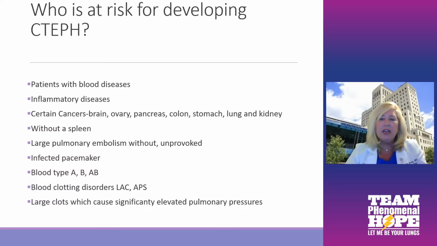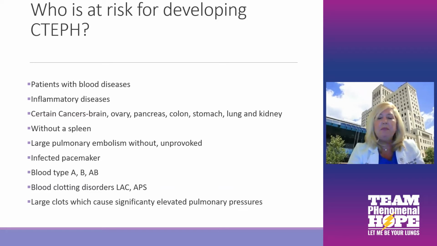So who is it that's actually at risk for developing CTEPH? Patients with blood diseases, patients that have inflammatory diseases, such as lupus or rheumatoid arthritis, certain cancers, such as in particular brain, ovary, pancreas, colon, stomach, lung, and kidney are the most common types of cancers that are at risk for a clot. Those that I talked to you about without a filter or a spleen, those patients that have a very large pulmonary embolism that is unprovoked.